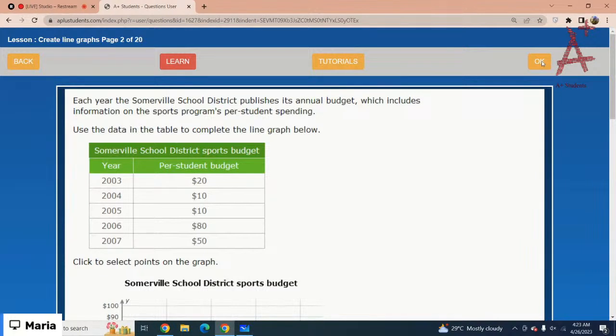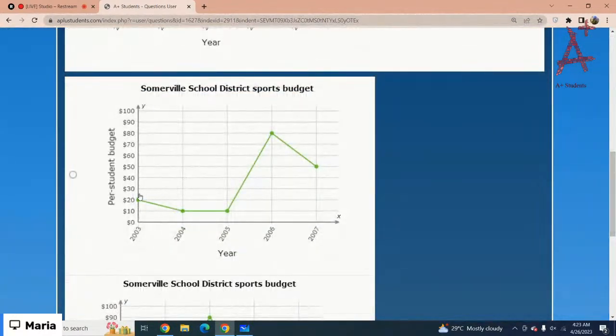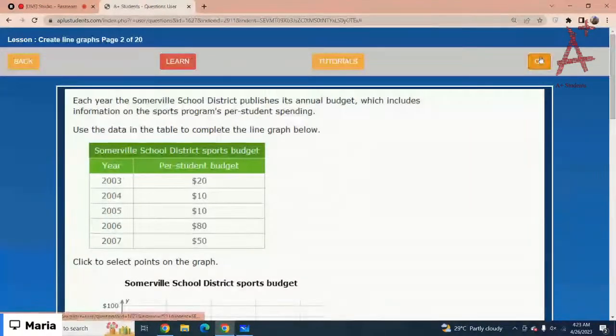Okay, each year the Summerville School District publishes its annual budget, which includes information on the sports program per student's spending. Use the data in the table to complete the line graph below. So the values are 20, 10, 10, 80, 50. So that is the correct option. Got it? So just select the correct option and click on the OK button.